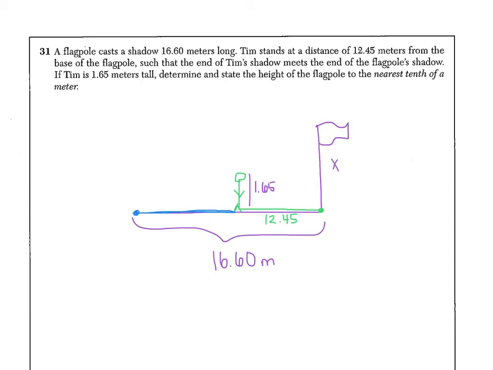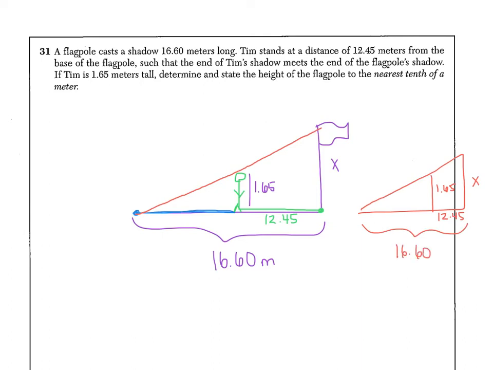So my goal is to find out the length of the flagpole, or in other words, x. Now this looks like a picture that's familiar to me if I connect the edge of the shadow to Tim's head to the top of the flagpole. So this looks like a picture like this, where we have 1.65, x, 12.45, and the whole is 16.60. These triangles must be similar because Tim and the flagpole are parallel. So these triangles are similar.